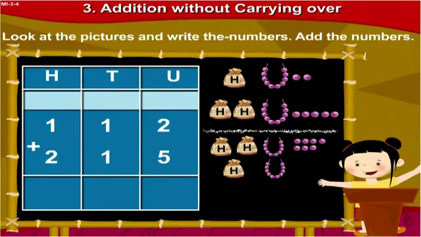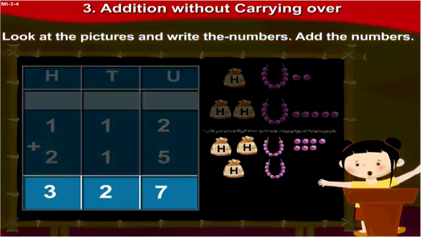Now let us begin our addition from units column. Under units column we have 2 plus 5, that is 7. Under tens column it is 1 plus 1, that is 2. Under hundreds column it is 1 plus 2, that is 3. So the answer is 327.